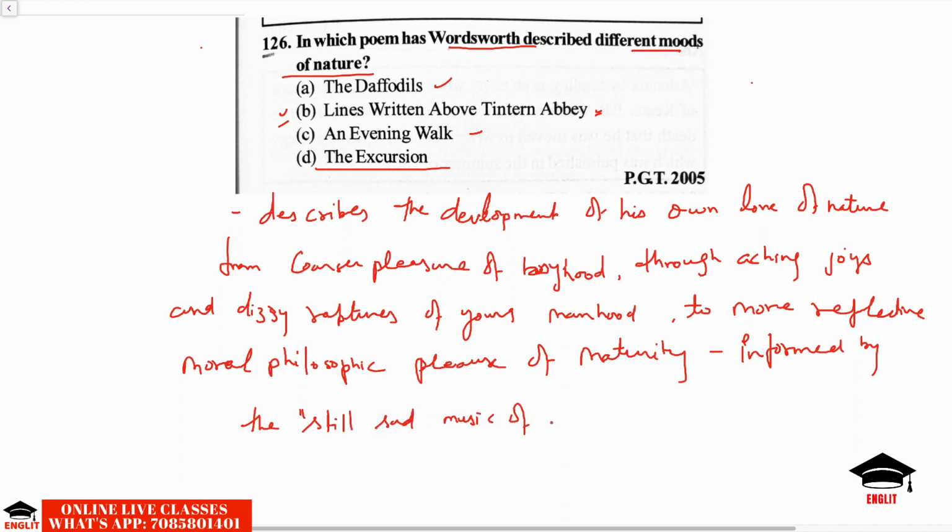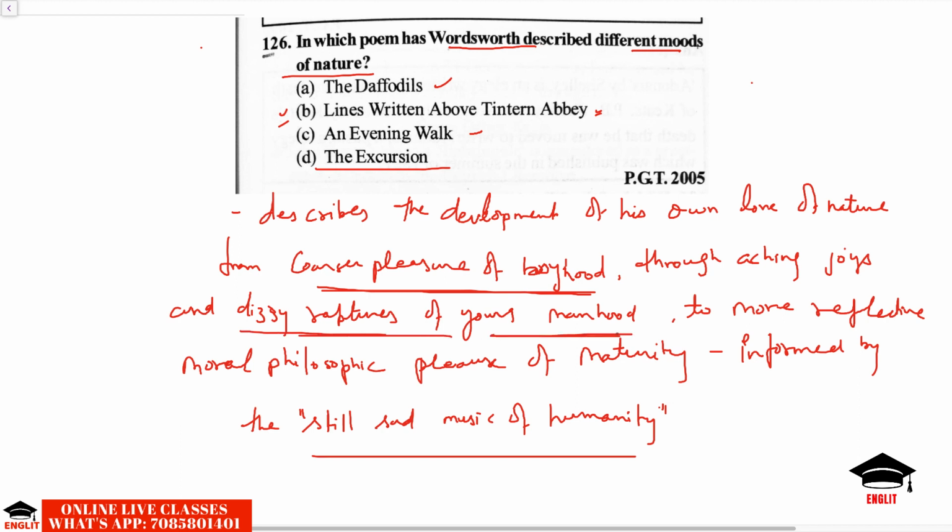So here he moves from the coarser pleasure of boyhood, rough, phenomenal pleasure when he was sportive, when he was playful in nature, and the second mood shifted through the aching joys and dizzy raptures of young manhood. When he turned into manhood, he felt transported out of himself. And then the third stage is when he started reflecting upon the philosophic pleasure of maturity. When he became mature, he reflected upon the philosophic aspect of nature.